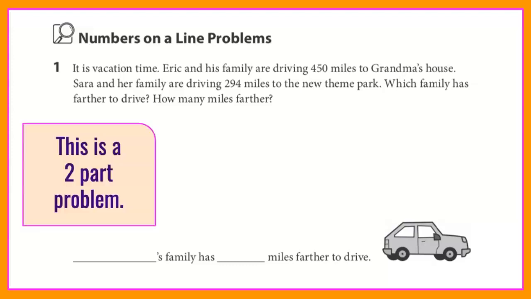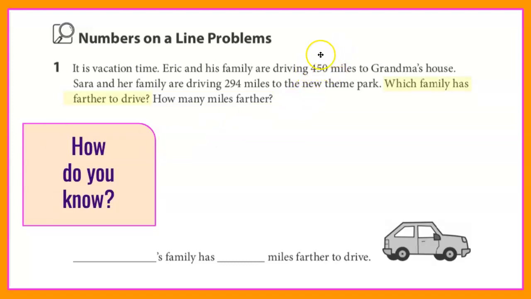Now, a problem like this is really a two-part problem. We know that because we have two questions we need to answer. So the first part of this problem is which family has farther to drive, and the second part is how many miles farther. So let's look at our first question. Which family has farther to drive? So I'm going to look at my two numbers, 450 and 294.